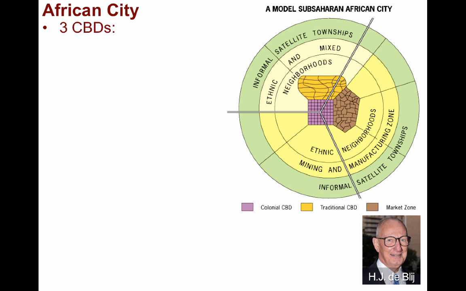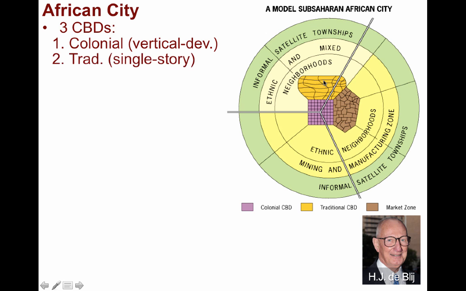Since most of Africa was colonized, there exists what used to be a colonial CBD, which is usually the wealthiest part of the city with the most vertical development. There is also a traditional CBD, where many of the original population resided. This CBD is often inundated with single-story buildings. And finally, there is an open-air market zone where people sell their goods from stalls and the sides of streets.